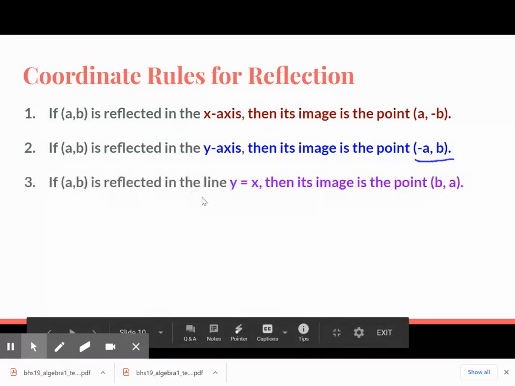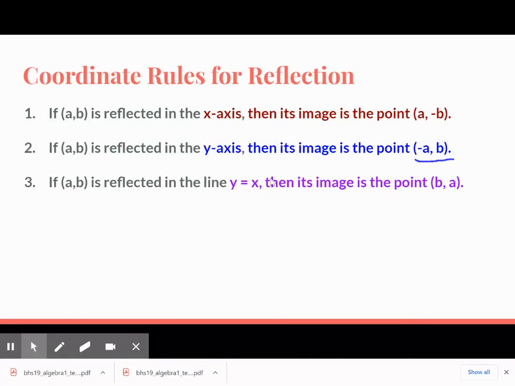What about the line y equals x? Now recall, for y equals x, the coordinates are B comma A. B, A, so they flip. You flip your x and y coordinates. So in your own words, I would put flip your x and y coordinate.